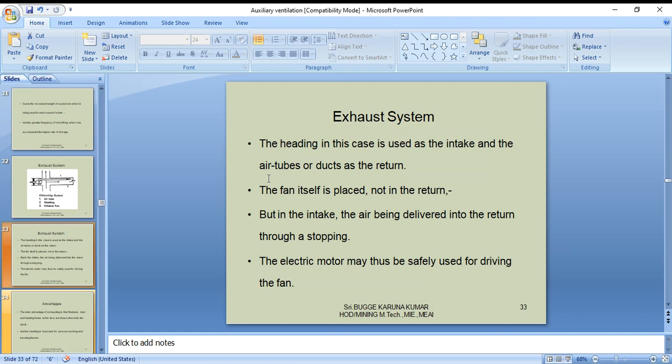Next, the exhaust system. The heading in this case is used as an intake and the air tube or duct as a return. The fan itself is placed not in the return, but in the intake, the air being delivered into the return through stopping. The electric motor may thus be safely used for driving the fan.